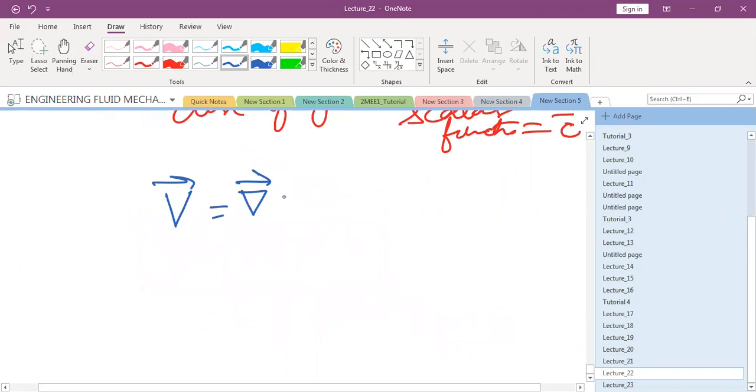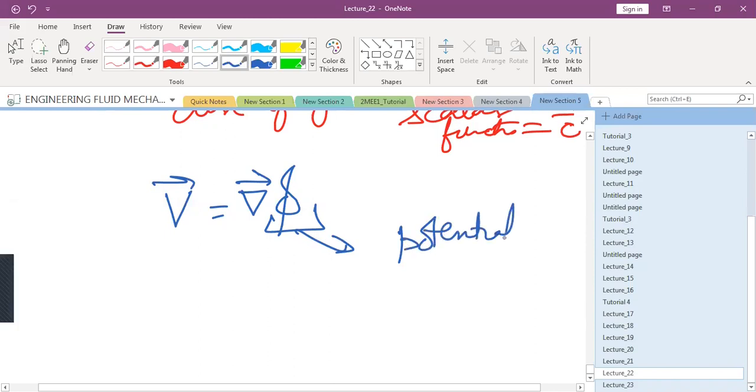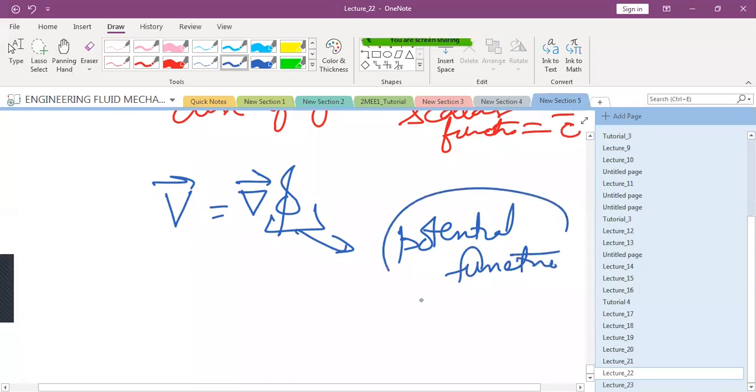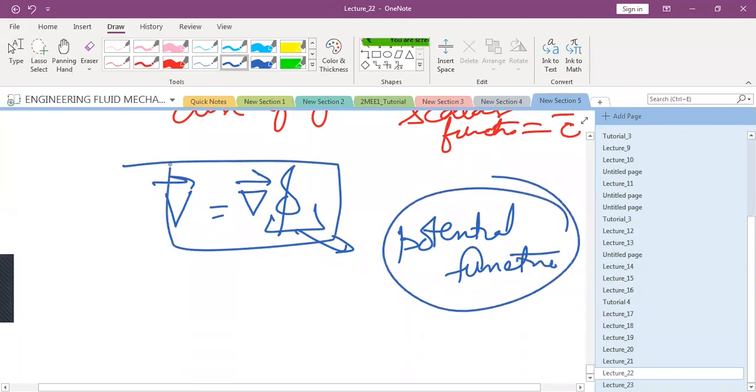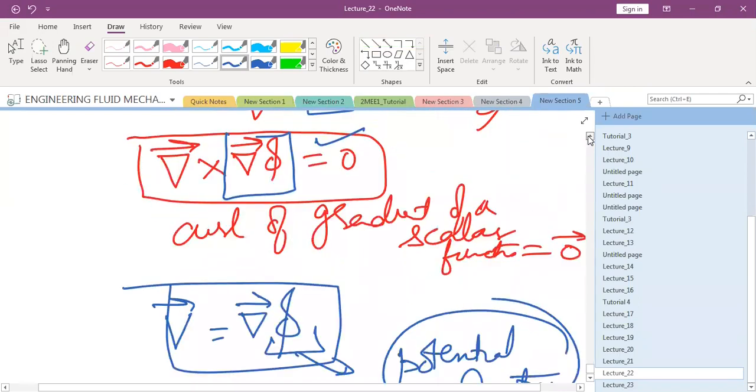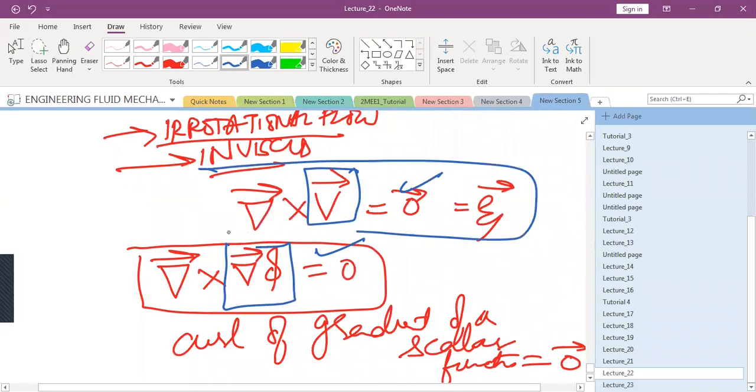V could be written down as del phi, and phi is called the potential function. Please remember, we could define V as del phi only because of this identity. If this was non-zero, then we cannot replace V with del phi. This should be very clear. Is that clear? Any doubts?